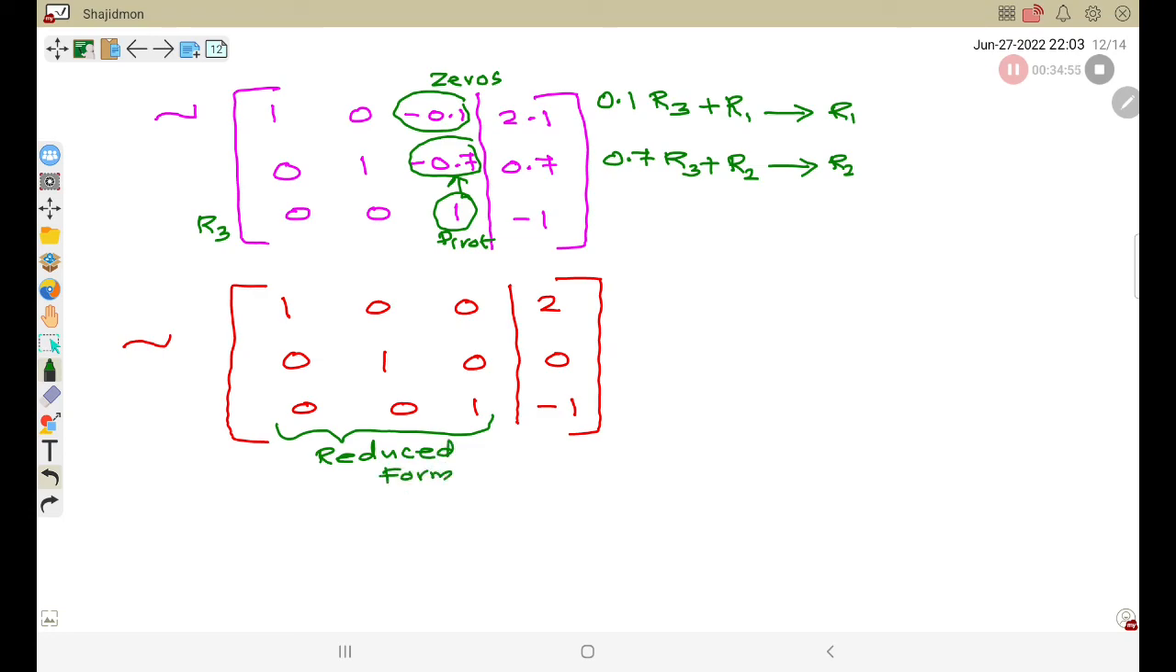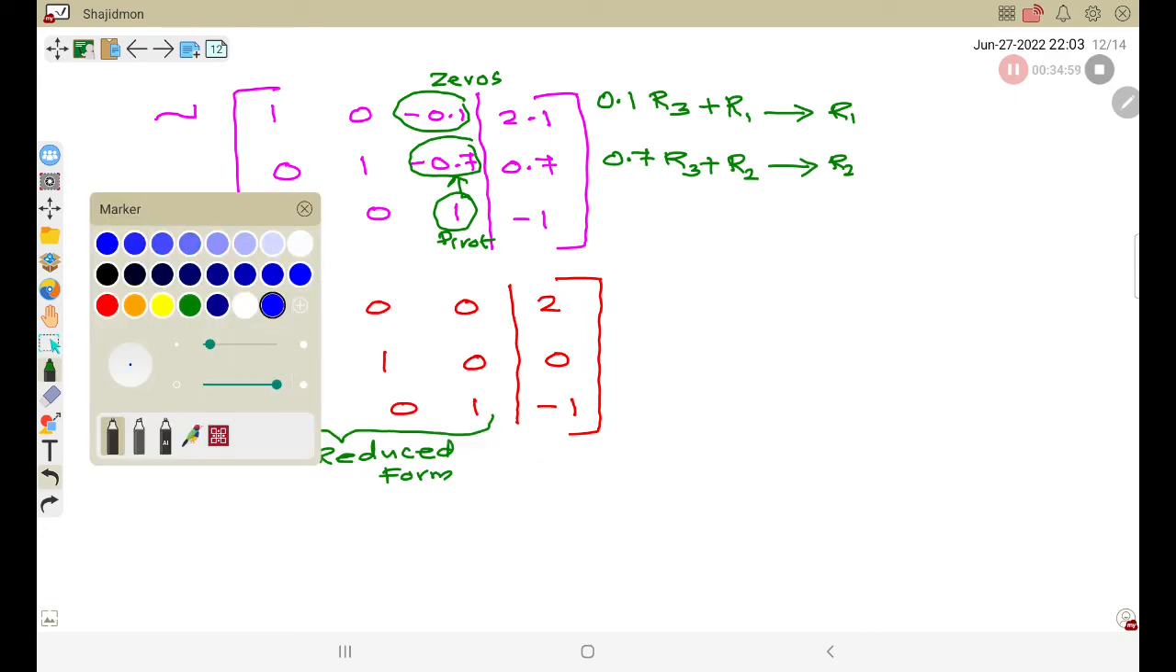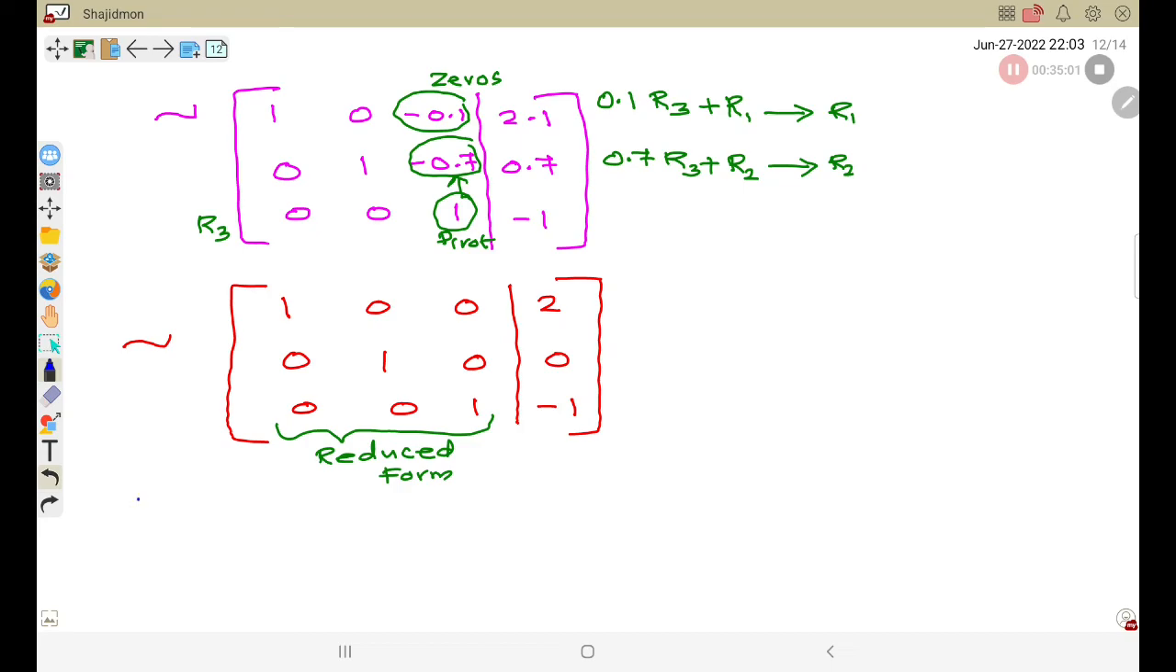I hope you understood up to this. Now once you got reduced form, we are going to do the calculation of x, y, z. So first row change into equation, second row change into equation, third row change into equation. So what is the first row? 1, 0, 0 and 2. Second row 0, 1, 0, 0. Third row 0, 0, 1, minus 1.